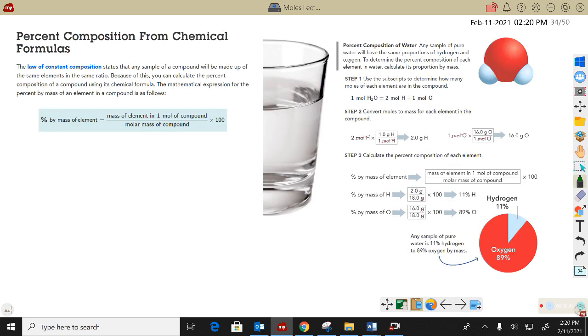But we can also do that with theoretical data. And so here we can do percent mass in a compound by looking at molar masses. And we would call it a theoretical percent composition.